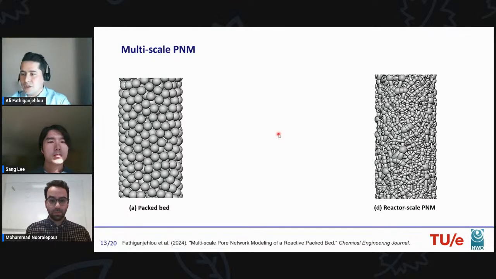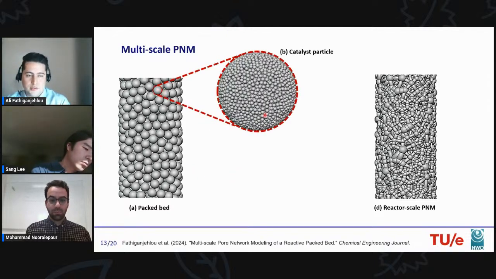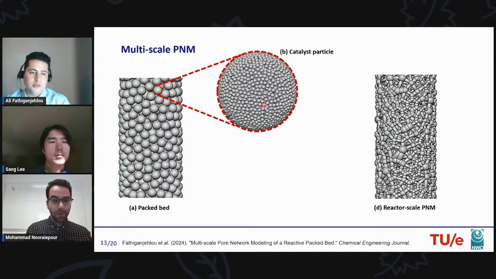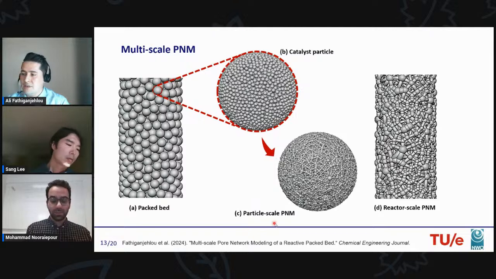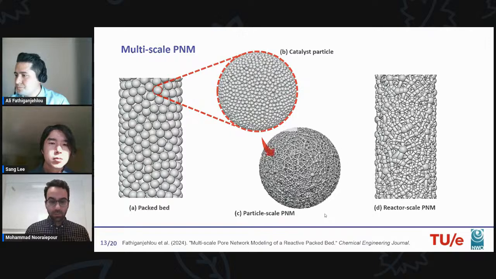So until now, we only discussed the pore network model extracted from the packed bed. Now let's assume that each catalyst particle is composed of 10,000 randomly positioned microspheres. By doing so, we will have a particle model that accounts for the porosity, shape, and geometry of the particle. By extracting the pore network model from this catalytic particle, we will have a particle scale PNM. And by using this particle scale PNM, we can implement intraparticle transport phenomena in our model.